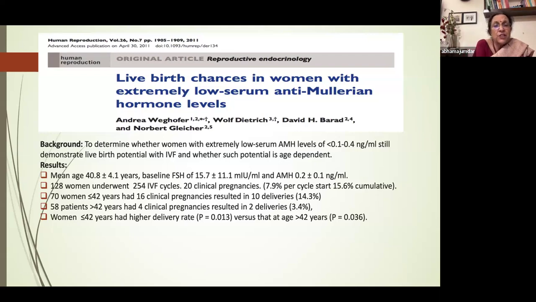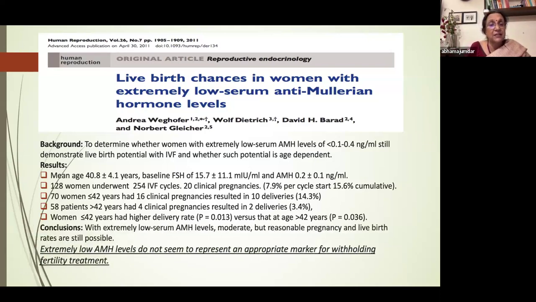So less than 42 had a higher delivery rate with a significant p-value versus that of age, which was more than 42. So same AMH in 2 different age groups will work differently, but even at a level of 0.1, less than 0.1, we do not refuse till FSH is 25, 26.